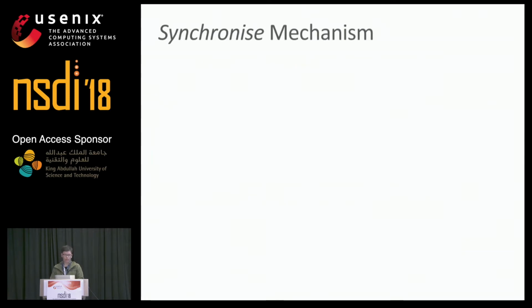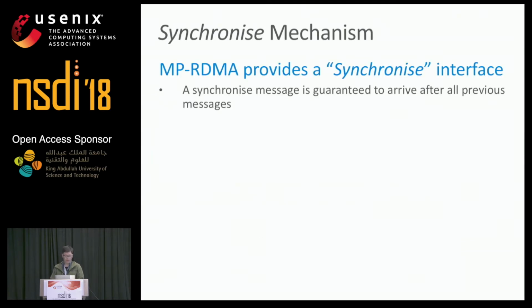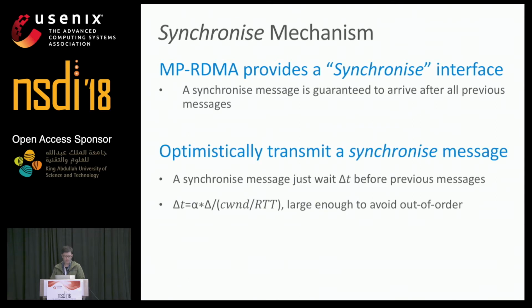So we adopt a solution called a synchronize mechanism. Multipath RDMA will provide a synchronized interface to the application. A synchronized message will be guaranteed to arrive after all previous messages. Multipath RDMA will optimistically transmit a synchronized message. It will not wait until all the previous ACKs return, but will just wait for a small delta t after all the previous messages are sent out. And we set this delta t proportional to the delta we used to control the out-of-order degree in our out-of-order aware path selection.